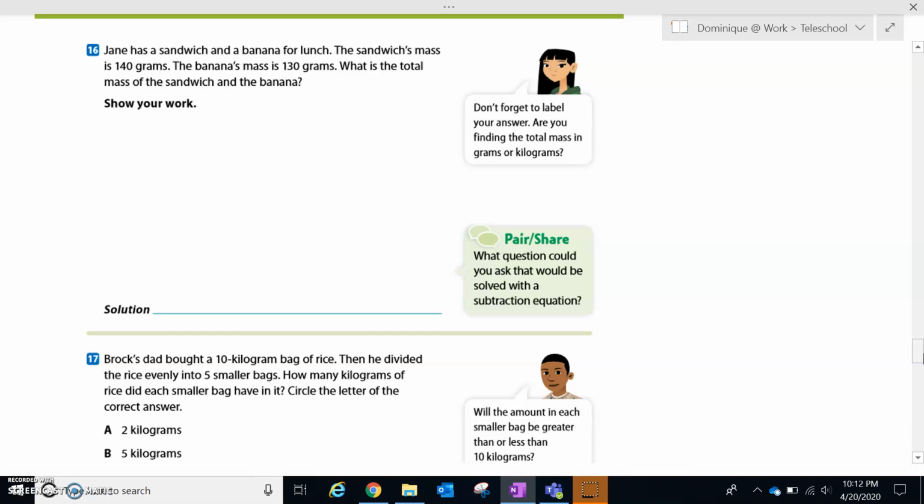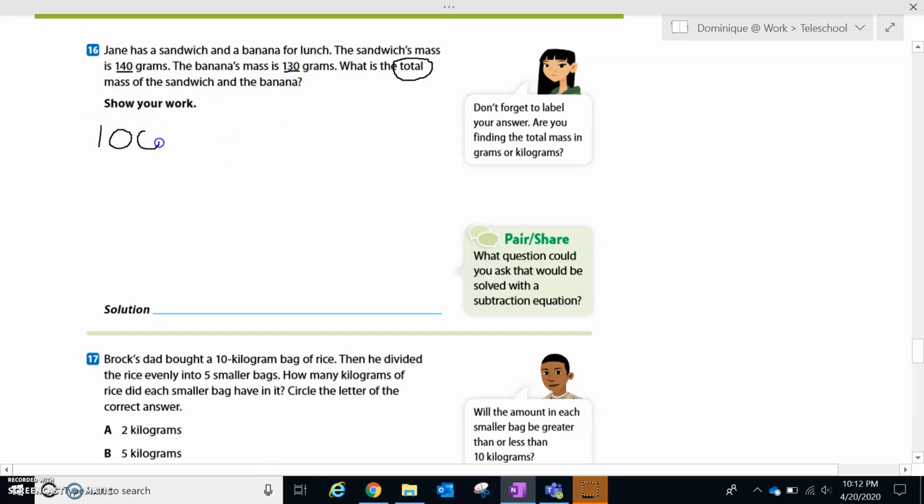Jane has a sandwich and a banana for lunch. The sandwich's mass is 140 grams. The banana's mass is 130 grams. What is the total mass of the sandwich and banana? So again, here's that word again, total. So if we want to find the total amount of the sandwich and the banana, what operation will we use? Addition. Good job. So we know we have 140 grams and 130 grams. So again, we're going to add them. And I like to use expanded form.